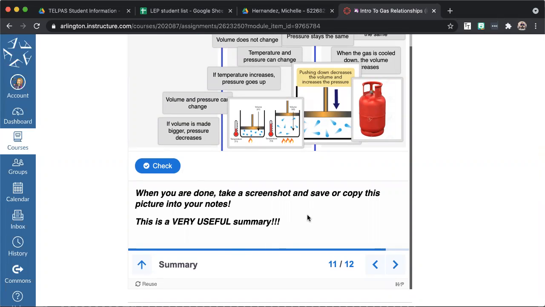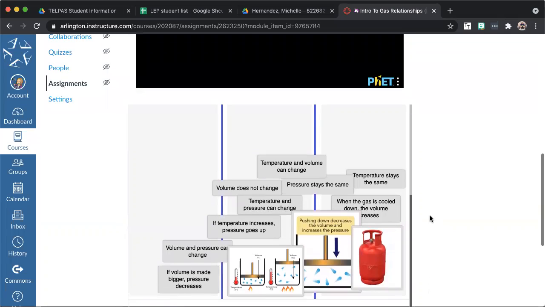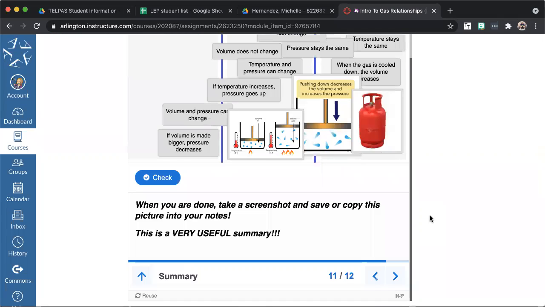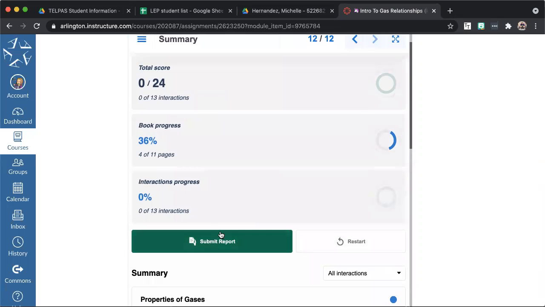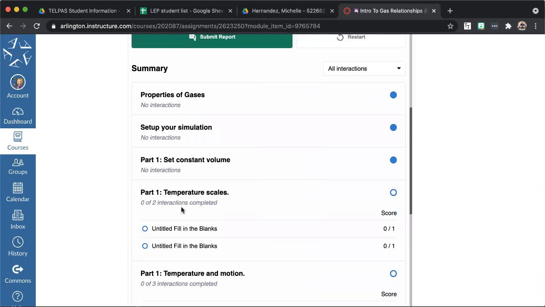So when you're done, either copy this into your notes, or if you want to take a screenshot to save it to add to your notes, you can do that. But I'd recommend somehow keeping the information, because this will be helpful for your quiz. Okay. And then when you get to the very end, make sure that when you get to this last page that you click the submit report and check, you can make sure that you've done all the interactions and all that kind of stuff on here. Okay.